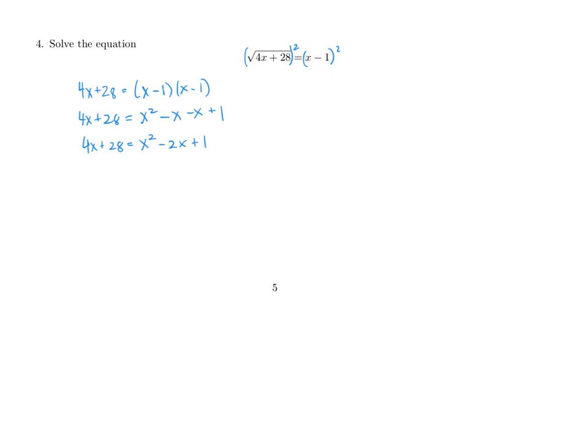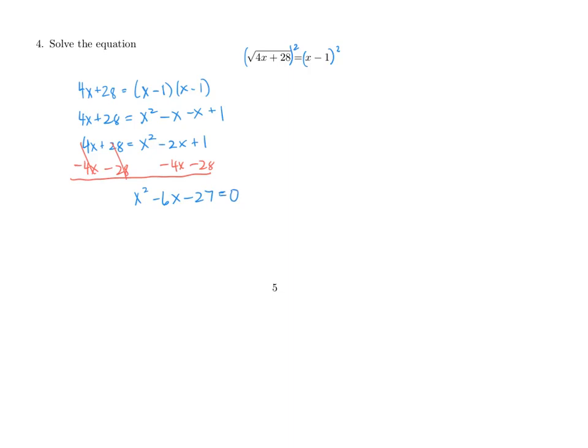Now I have a quadratic equation. So I want to move everything to one side and set it equal to 0. Since the x squared is already positive where it is, I'm going to move everything to that side. So I'm going to subtract 4x from both sides, and I'm going to subtract 28 from both sides. So that'll give us x squared minus 6x minus 27 is equal to 0.